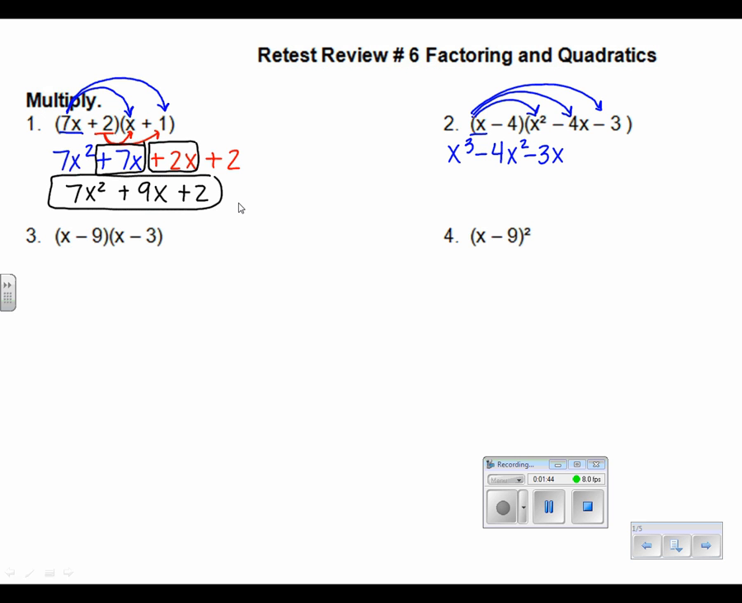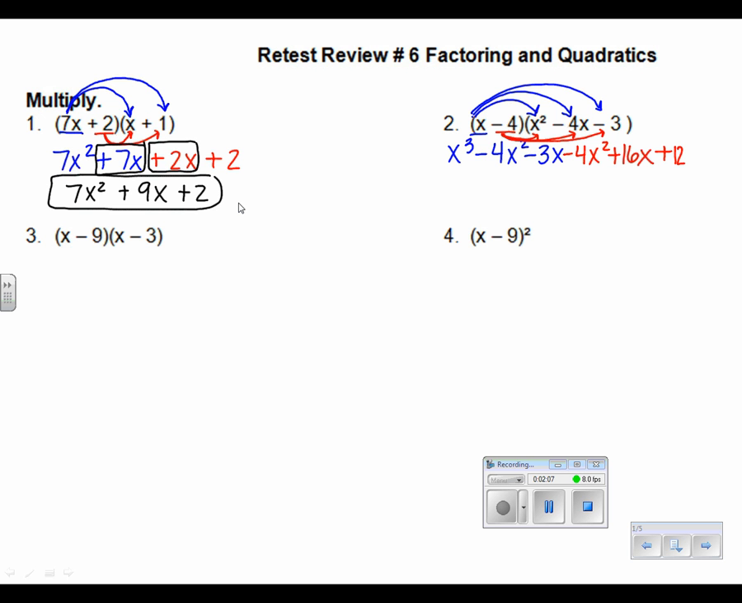X times negative 3 is negative 3x. And now finally I have to multiply the second term, negative 4 times x squared, to get negative 4x squared. Negative 4 times negative 4x is a positive 16x. And the last thing is this negative 4 times negative 3, which is a positive 12.